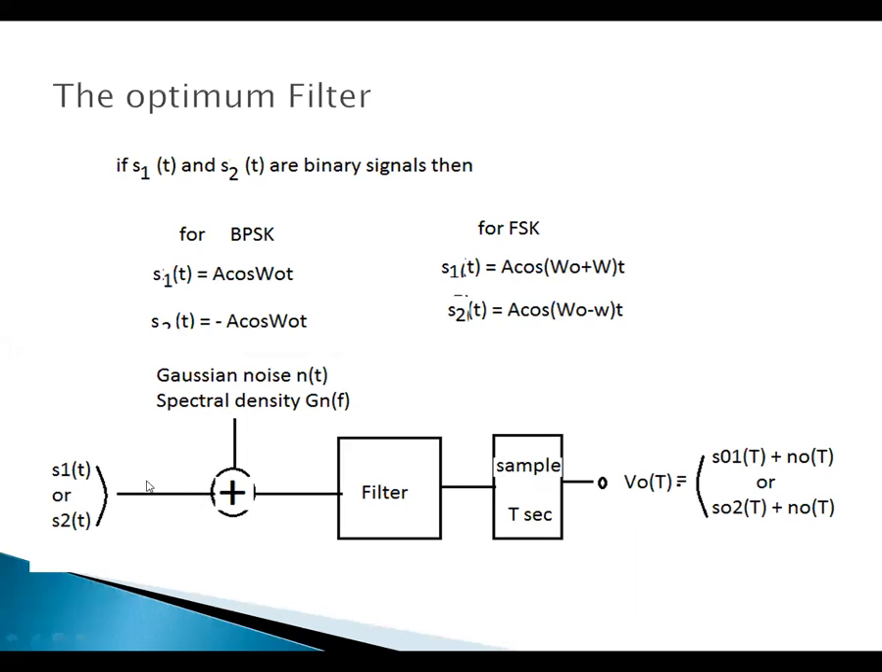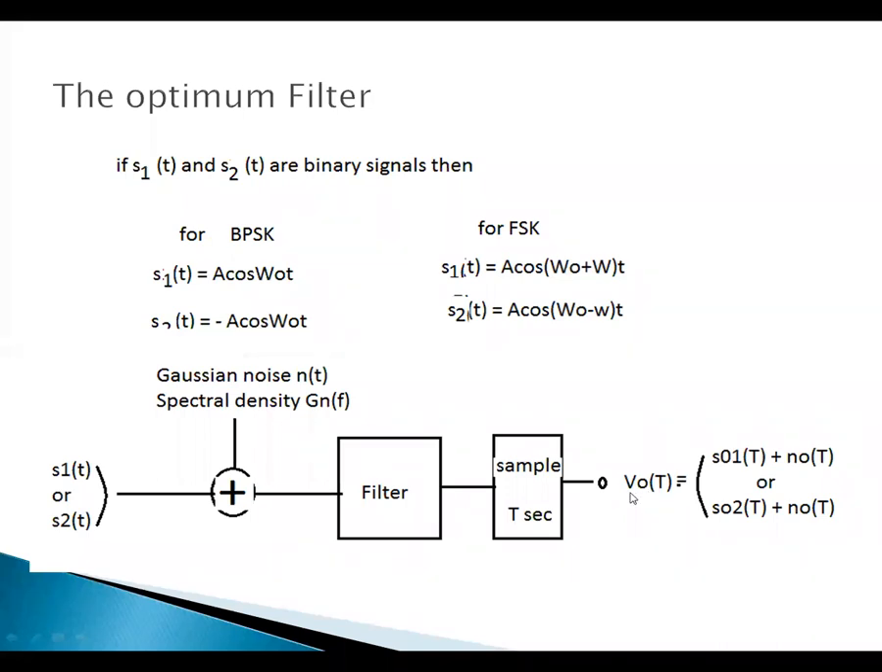there is an adder. S1 of t and S2 of t are the two signals, and Gaussian noise is added. One of the signals is the input signal, and another is the noise signal added. This added signal is given to the filter. The filter output is given to a sampler at t seconds. So the output is V naught of t.